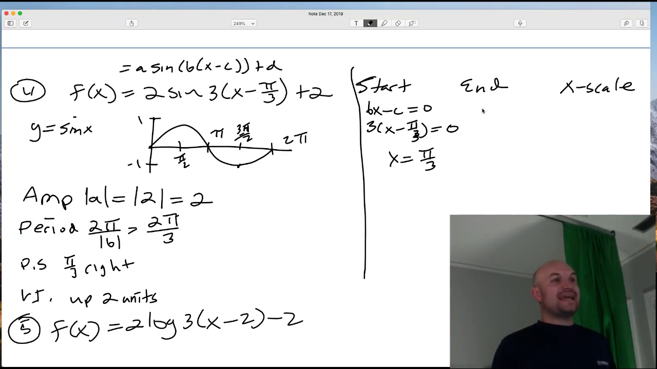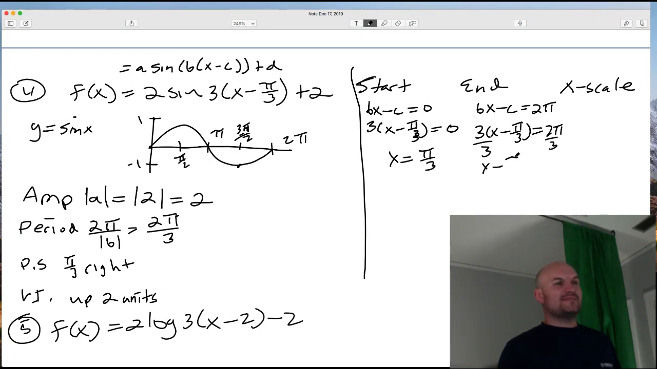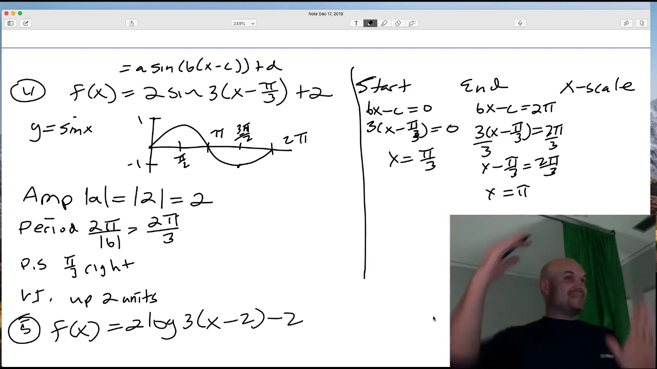So again, we're going to do the same thing. So it's bx minus c equals now 2 pi. So I'll do 3 times x minus pi over 3 equals 2 pi. Now in this case, I can't get away with that so easily, so I have x minus pi over 3 equals 2 pi over 3. Add a pi over 3, so x equals 3 pi over 3, which is equal to pi. So now you can see my graph starts at pi over 3 and ends at pi.